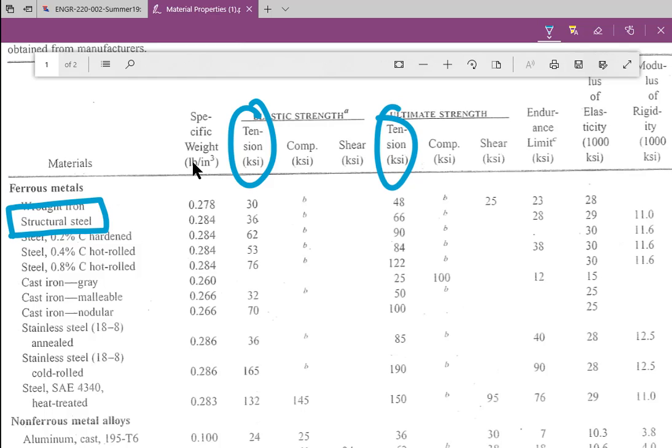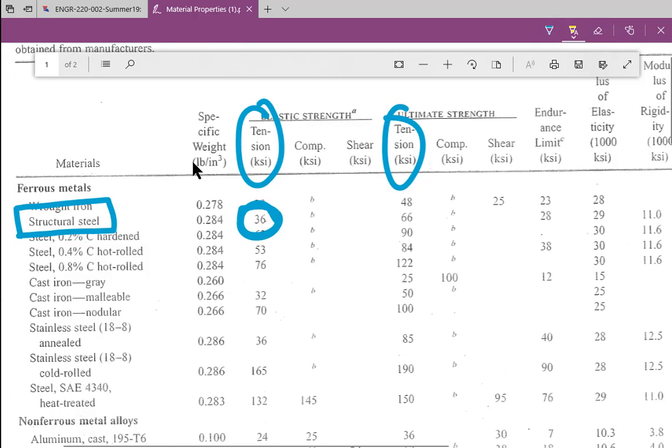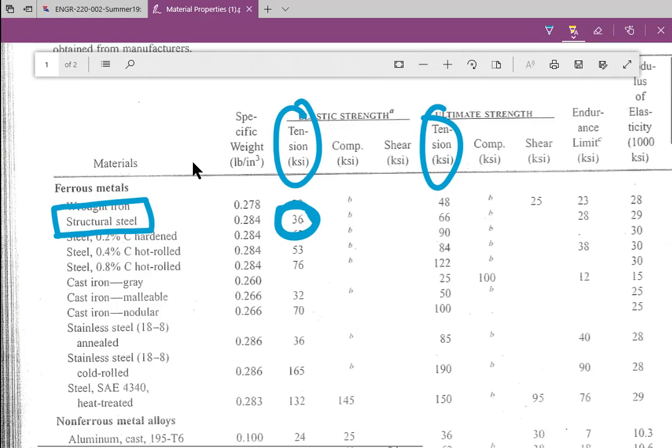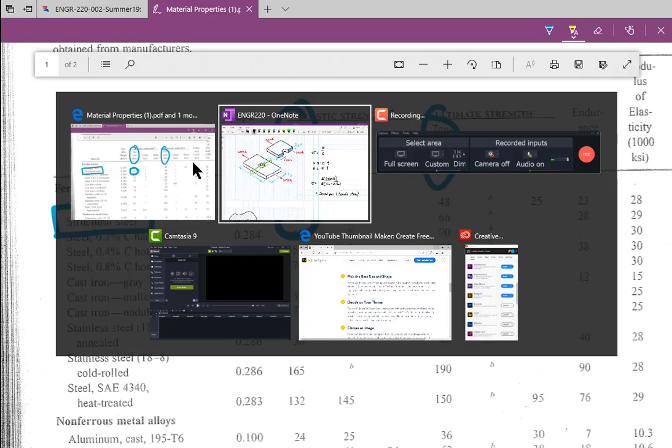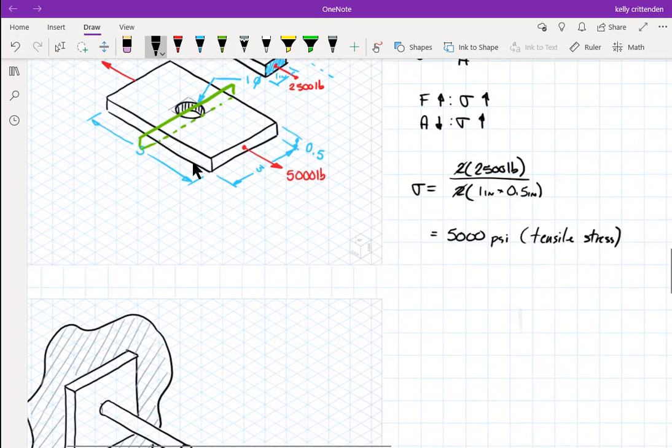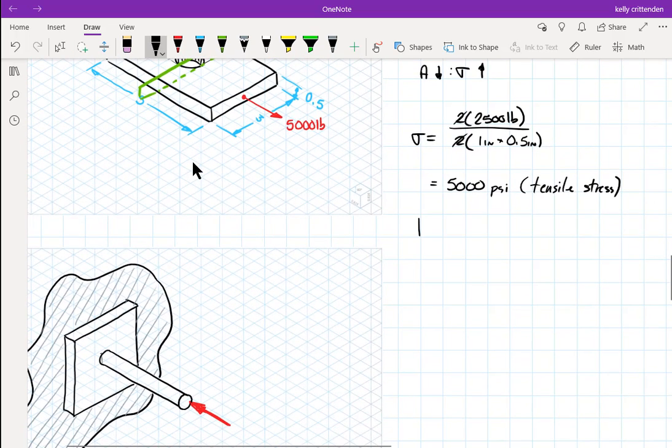But normally you're designing against this one. So this 36, and the units on it are weird, 36 KSI. KSI is what it sounds like it would be. It takes the K from the metric system, and then the SI part from the PSI, and so a KSI equals 1,000 PSI.